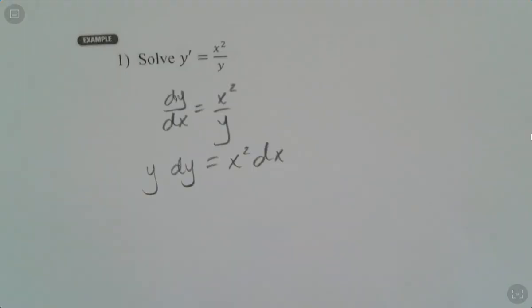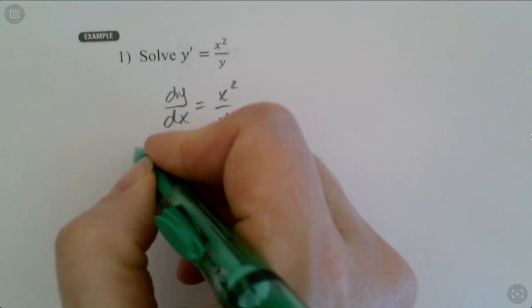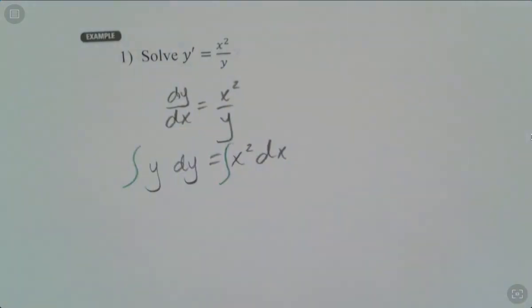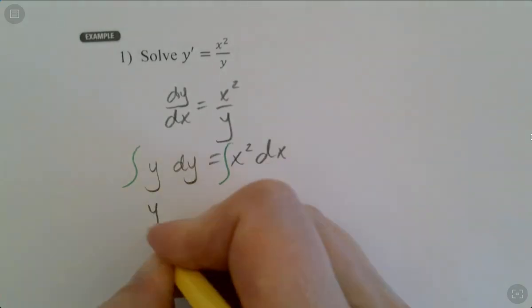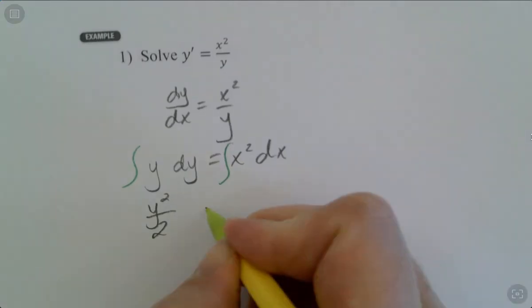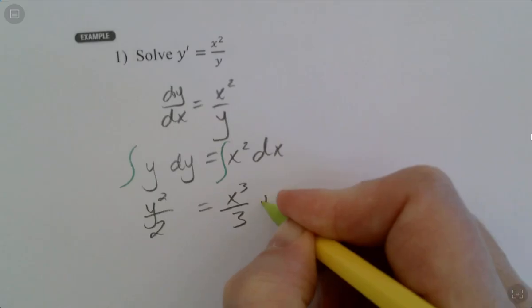Okay, so that was my separate. Now I'm going to integrate. So if you want to take a different color, if you want to write a whole new step, you want to integrate both sides. So what's the antiderivative of y dy? Yeah, y squared over 2. And then we're not going to do the plus c on that side. We're going to do it on the other side. What's the antiderivative of x squared over 3 plus c?